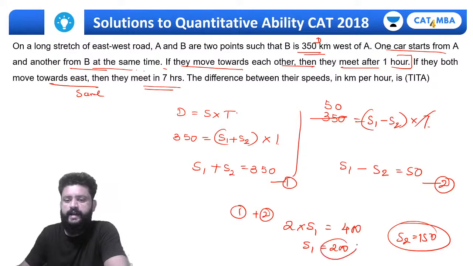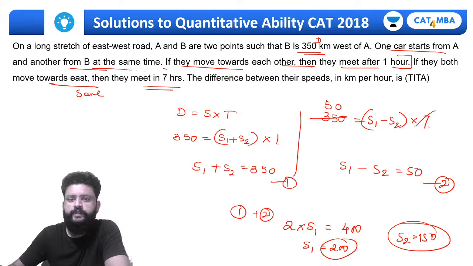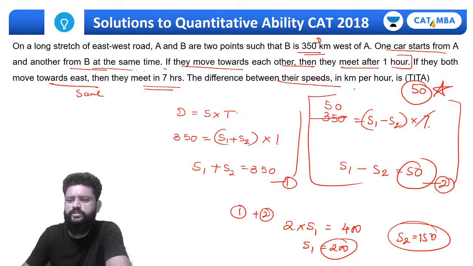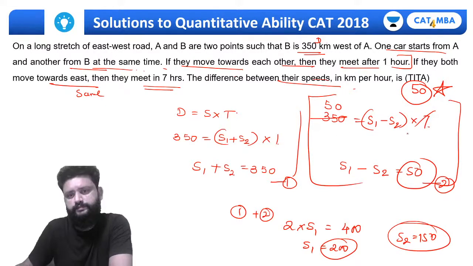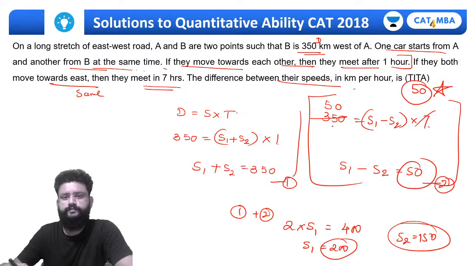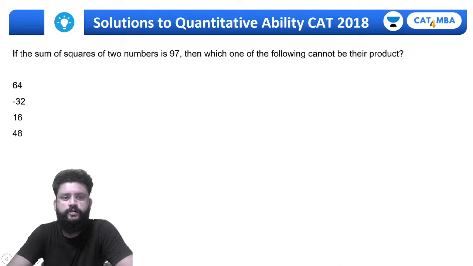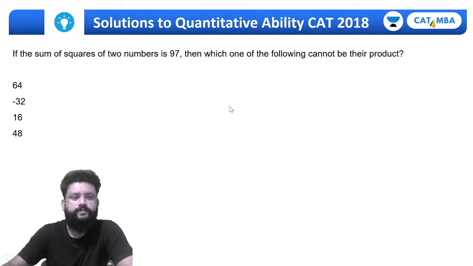The difference is 50 and the addition is 350. So the difference between them is S1 minus S2. Anyway, the answer has to be 50, we need not calculate. Even if you do this part, the answer is already done. Need not calculate the actual speeds. Go for the next.